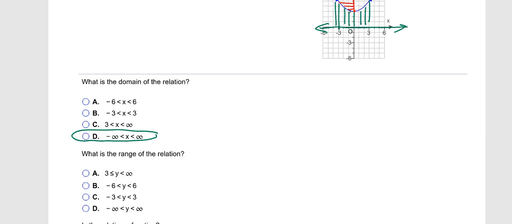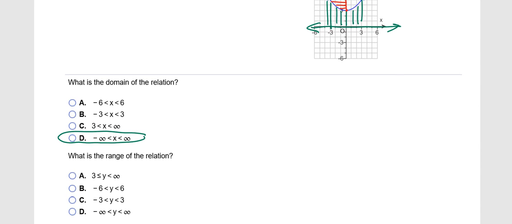Which one of those ranges says we'll start at 3 and go up forever and ever and ever? Choice A, that is correct.